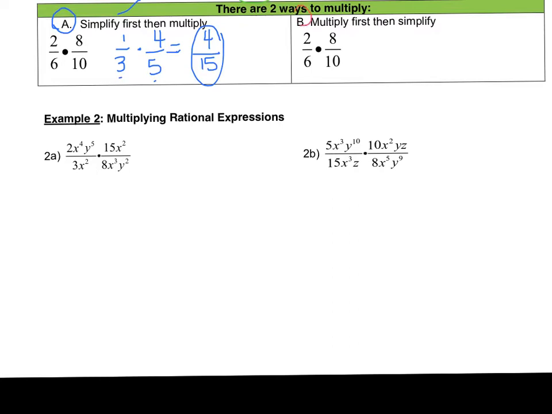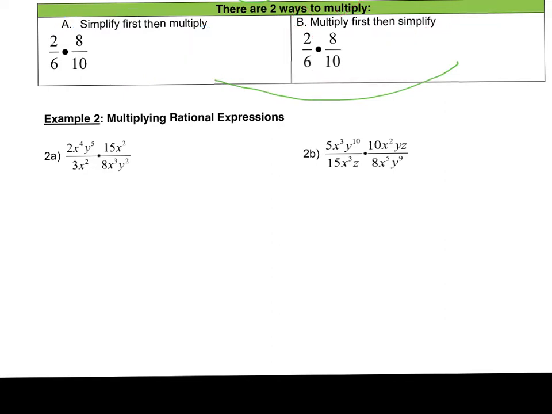Another way to do it is to just go ahead and multiply and then simplify. So let's just multiply right off the bat. 2 times 8 is 16. 6 times 10 is 60. So we multiplied first, but now we need to simplify it. What can we divide 16 and 60 both by? If we divide them both by 4, we'll get 4 over 15 for our final answer. So we got the same answer for both of these. It's just we did them both a different way.